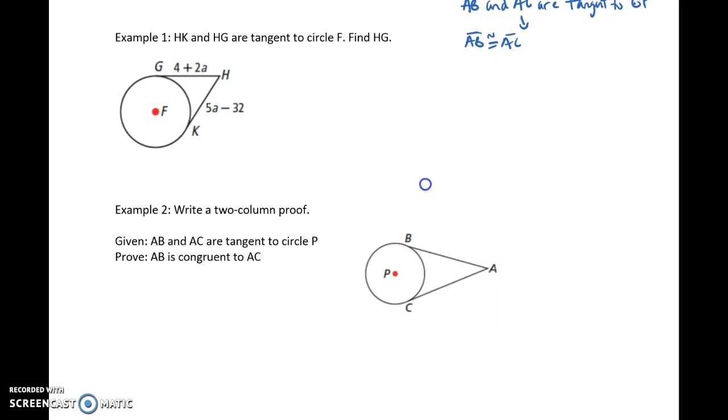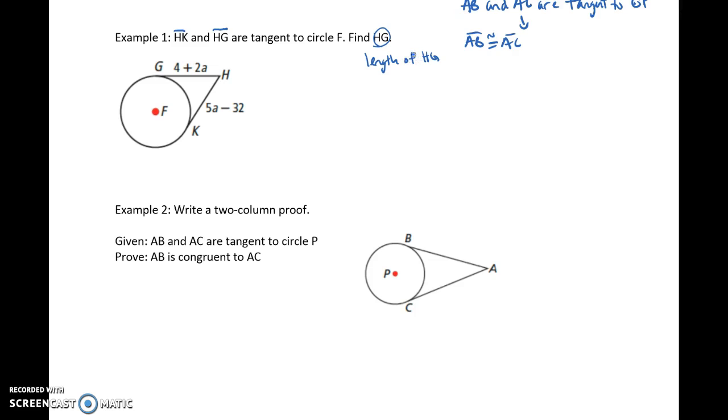If not, you can always ask me, but typically we will assume that they are tangent. So HK and HG are tangent to circle F. What's the value of HG? Remember, this notation means find the length of HG. Don't just tell me HG is 4 plus 2a, but see if you can find that value.